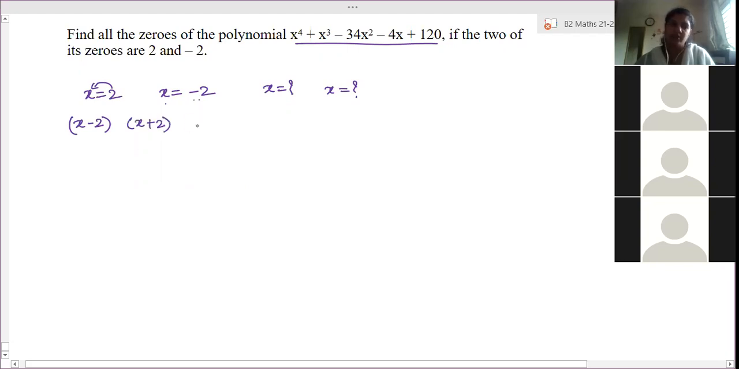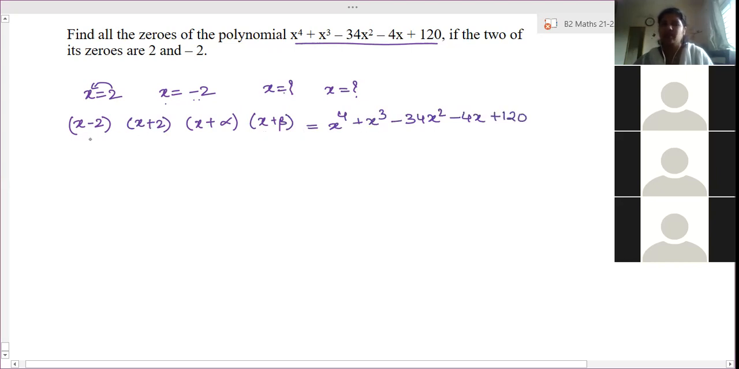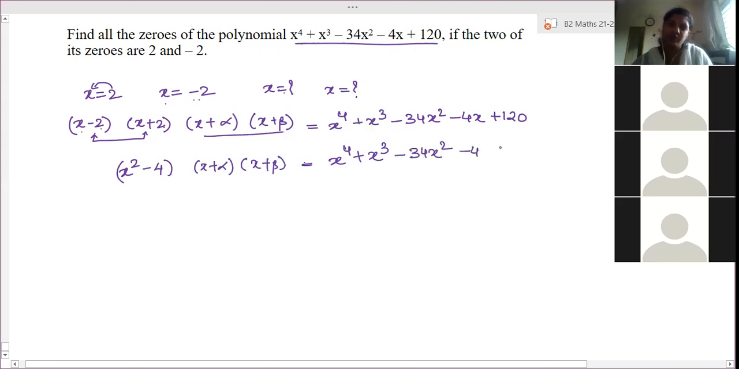Now here x plus alpha, for the third zero, and x plus beta. When you multiply these 4, then only you get this polynomial x to the power 4 plus x cube minus 34x square minus 4x plus 120. We have 2 known factors, so we can find the product of these 2, and then calculate the remaining terms' product. The product will be x square minus 4, which is in the form of a plus b, a minus b, so the product is a square minus b square. This into x plus alpha into x plus beta is equal to x to the power 4 plus x cube minus 34x square minus 4x plus 120.